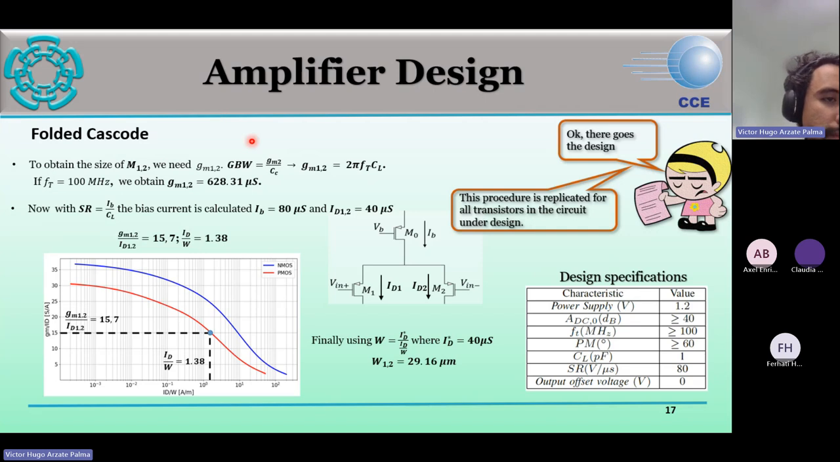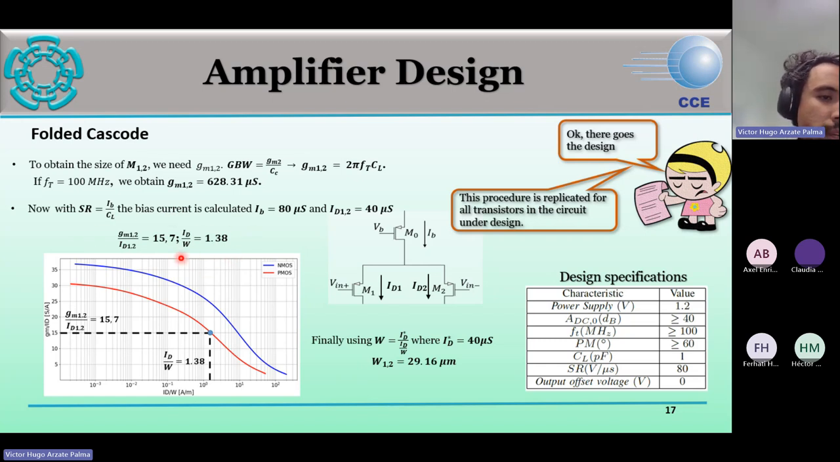For the amplifier design, we can start with the folded cascode. If we want to obtain the size of the M12 transistor, we need the transconductance, and we can use this expression to get it. Using these design specifications, we can get the values of the transconductance, and then with the slew rate expression, we can get the bias current and the transistor current. With this information, we can get the gm over ID ratio and the normalized current.